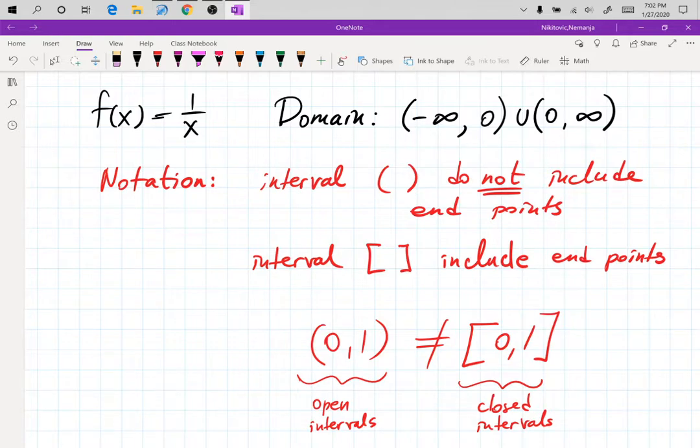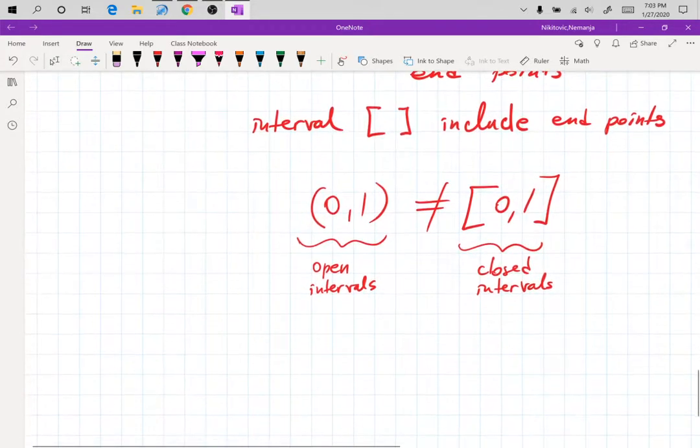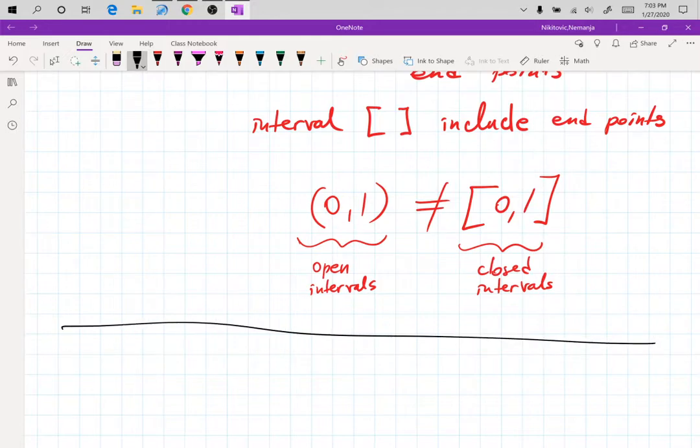So this is the way to calculate domain. You think in your head and you say, what value would mess things up? What value would make 0 in the denominator? And if you figure out what value does that, that's the value you have to kick out and keep all other points in the domain. Let's take a look at another example.